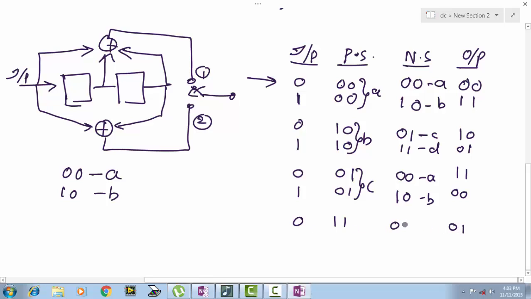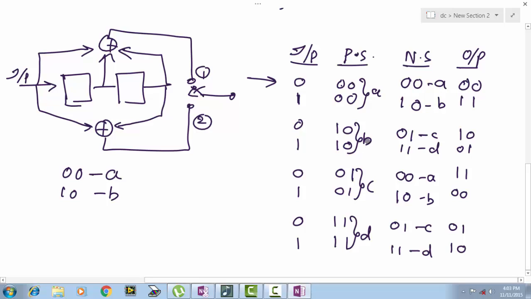Next state is 0 1, which is C. Next, if the input bit is 1, then the first output is 1, second output is 0. Next state will be 1, which is D. Okay. So when we are in state A, depending upon the input bit, we are moving to either state A or state B with these outputs.